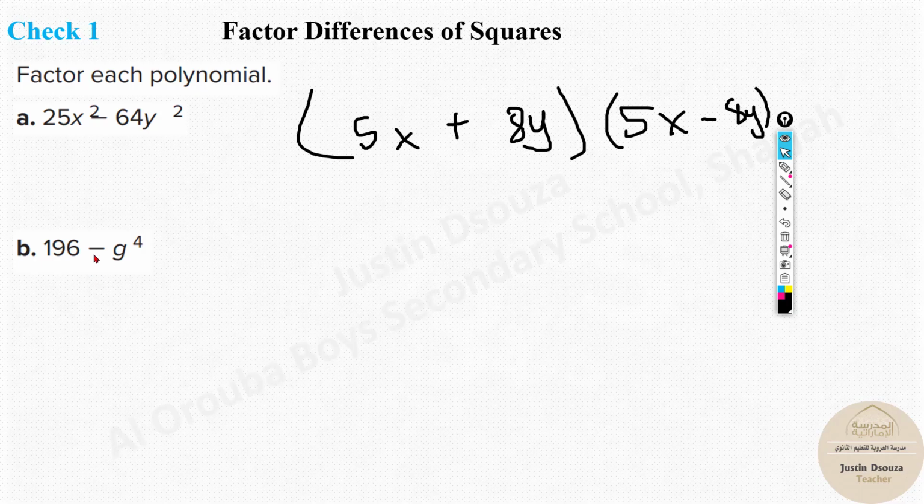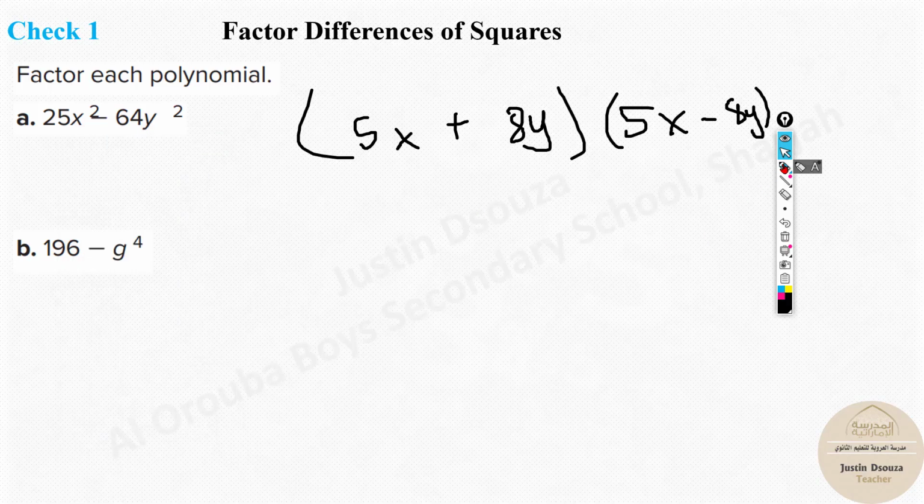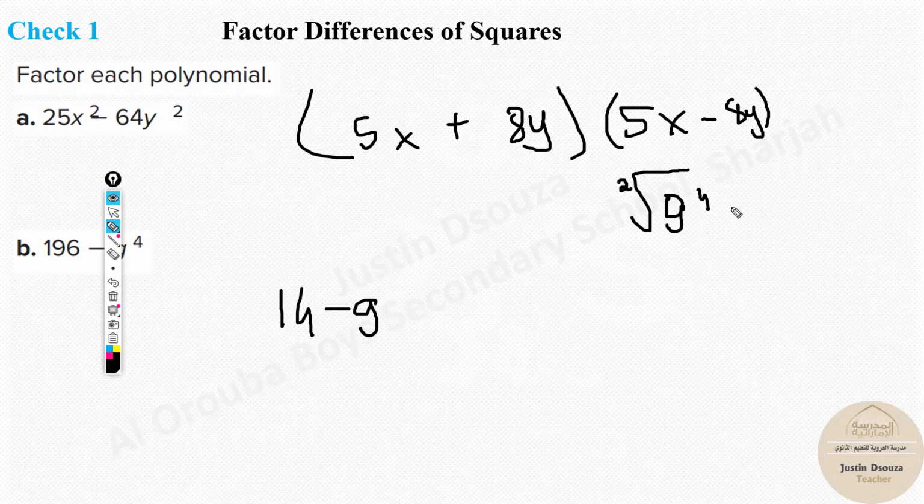What about this one over here? It is 196. That is 14, I believe. I am a bit rusty, but 196 is 14. Yes, 14 minus g. Now this is important. G to the power 4. When you take the square root, what happens? Square root over here, it's 2. When you actually solve this, it's going to be g to the 4 divided by 2, which is g squared.